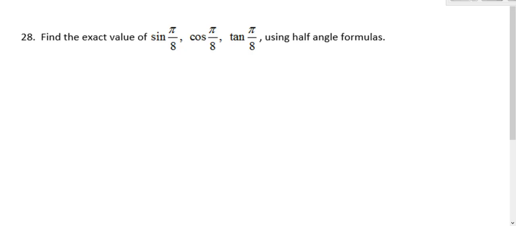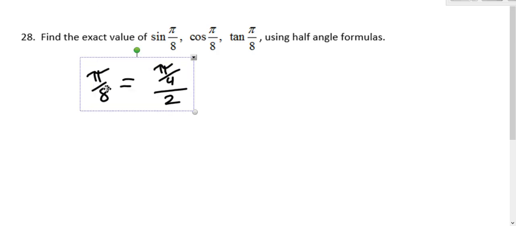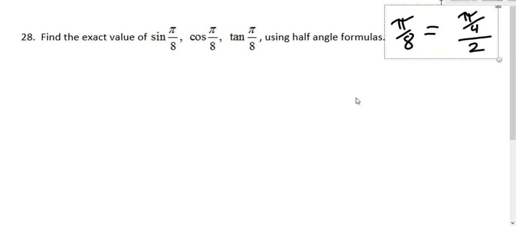So to use the half angle formulas to calculate pi over 8, you first have to know what angle they are half of. So pi over 8, since they're all using that, that's pi over 4 over 2. They're half of pi over 4. So in our formulas, we'll use that.